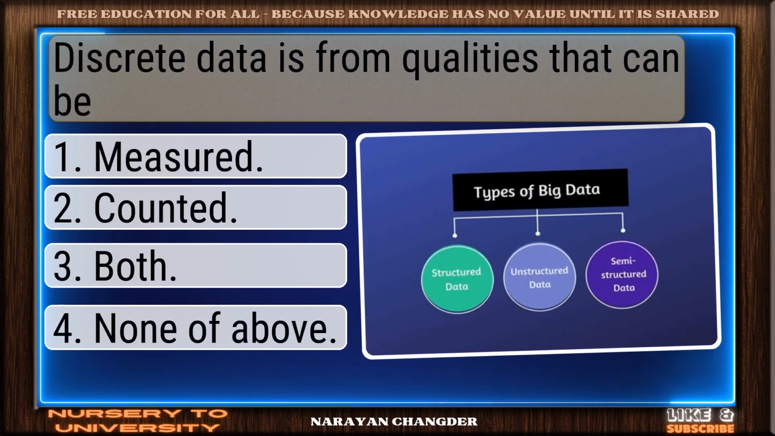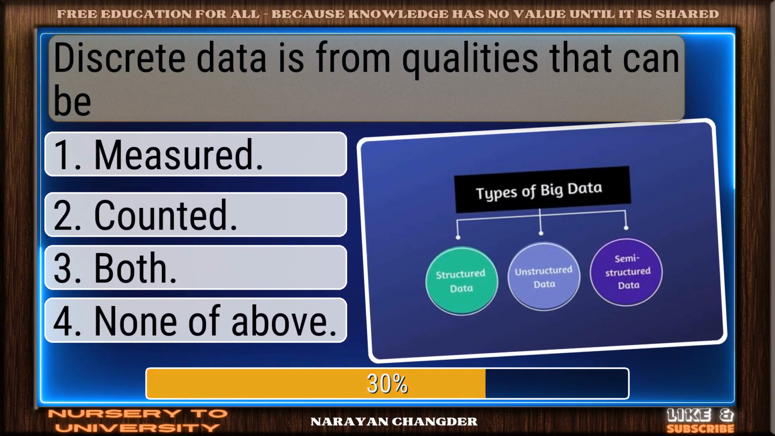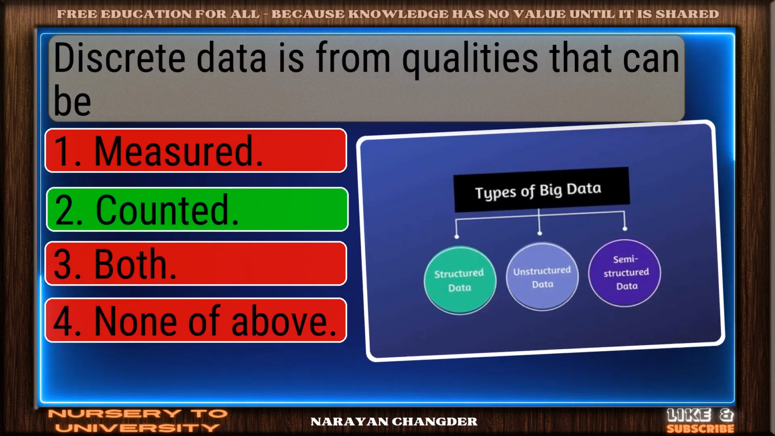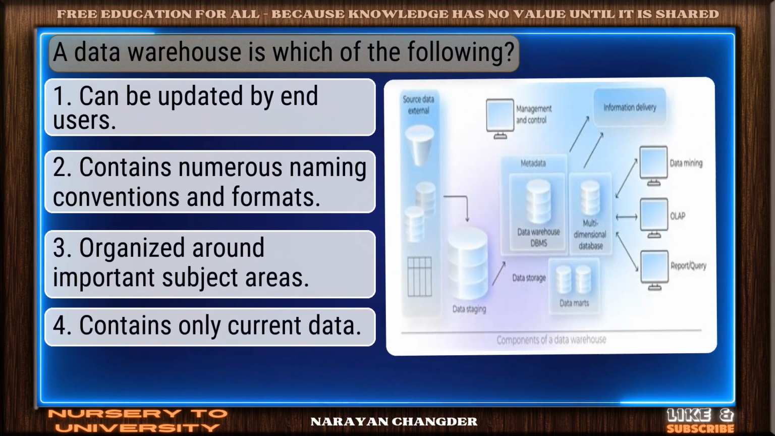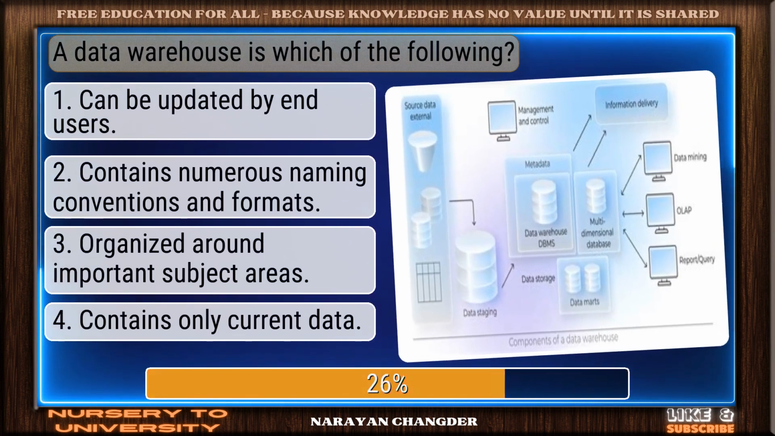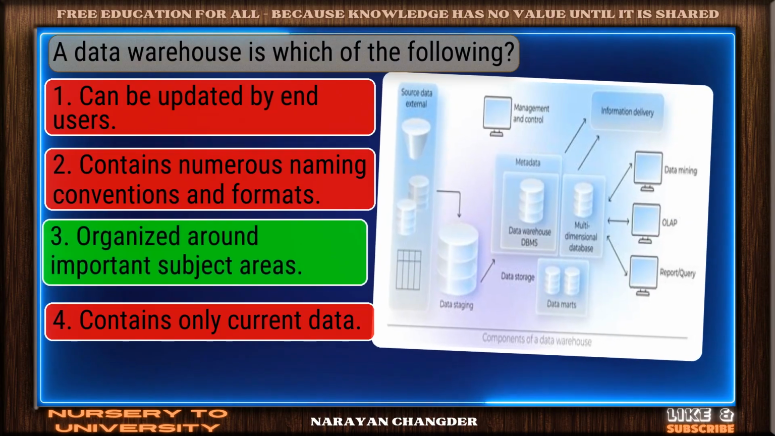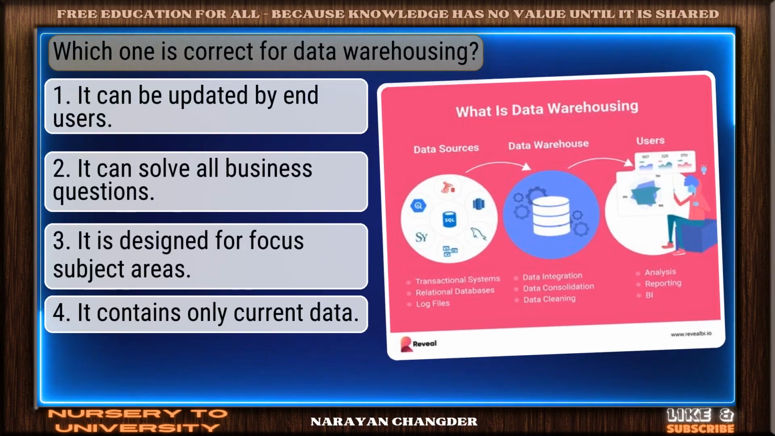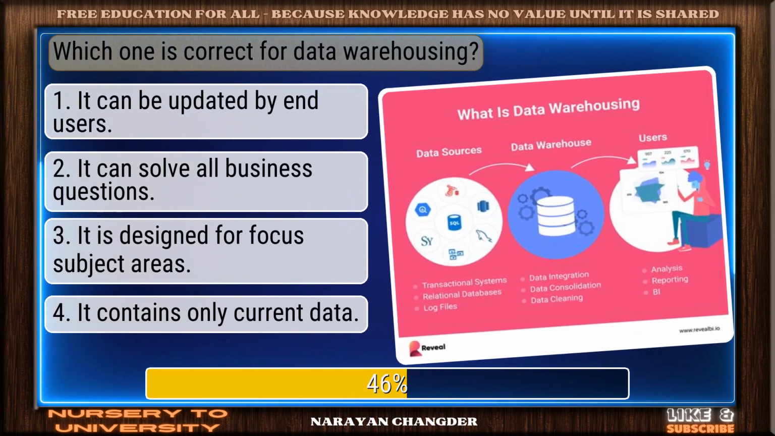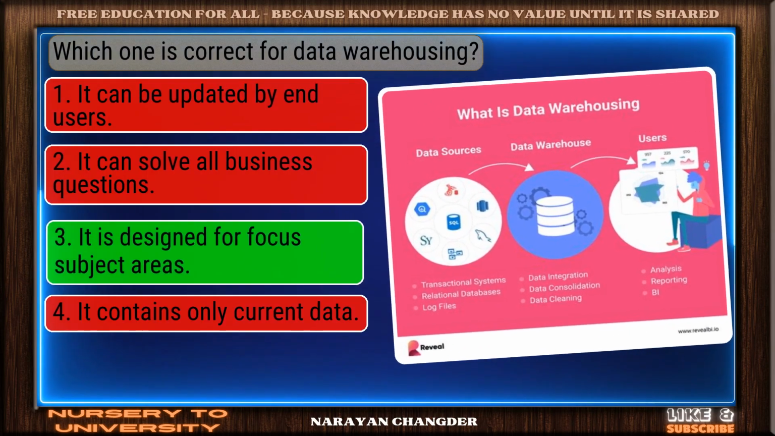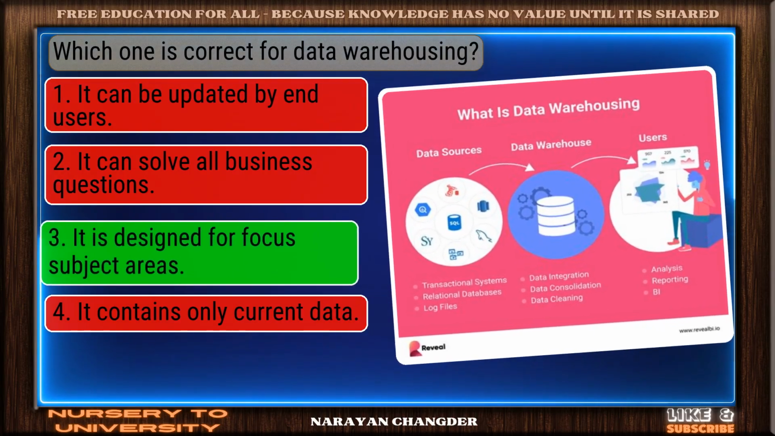Question number 43. Discrete data is from qualities that can be. Correct. Counted is the right answer. Question number 44. A data warehouse is which of the following? Valid point. Organized around important subject areas is true. Question number 45. Which one is correct for data warehousing? Nicely done. It is designed for focused subject areas is a solid answer.